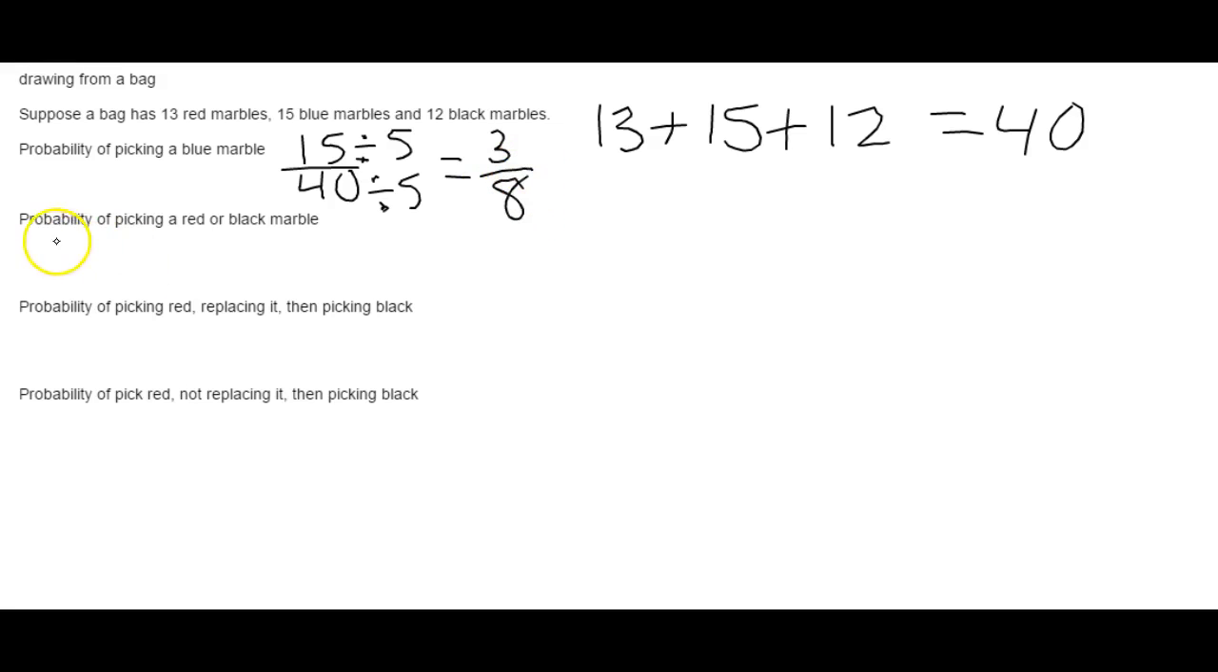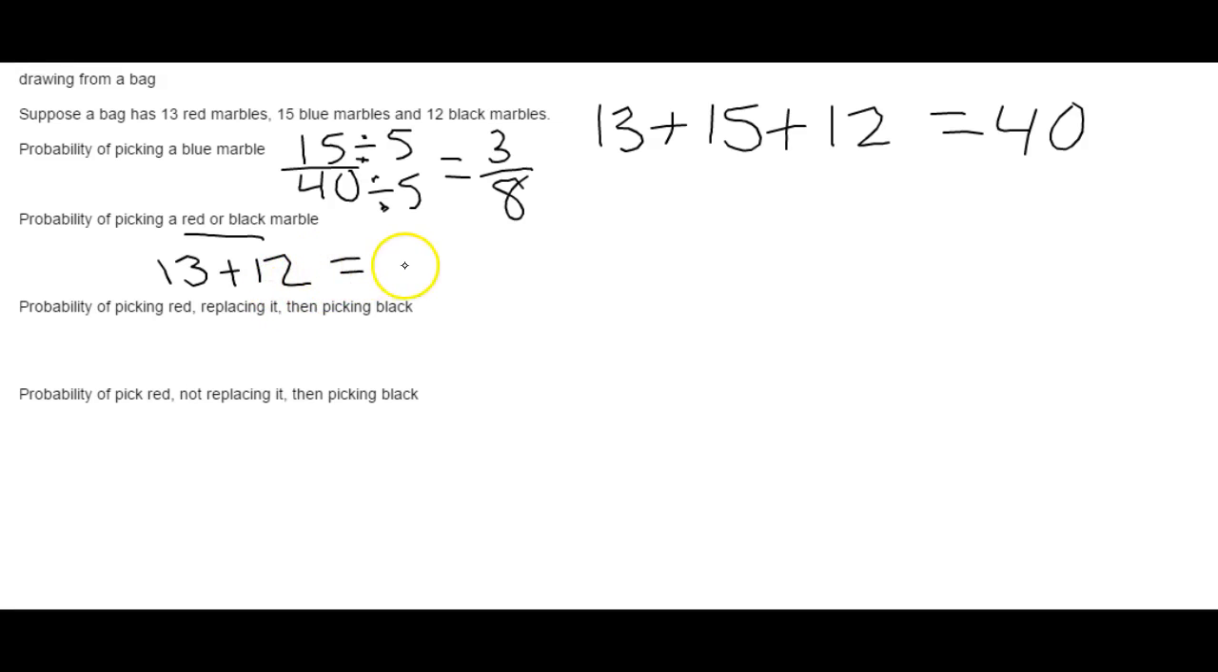Okay, next option, probability of picking a red or black. When we say the word or, we're considering both together. So there are 13 red and 12 black. We're going to add those together.